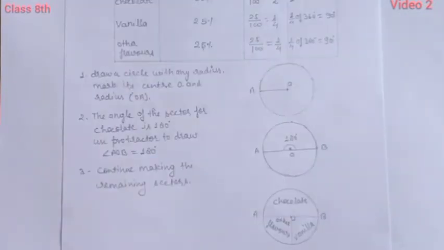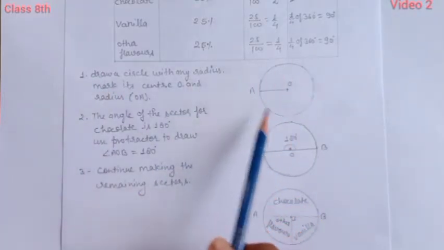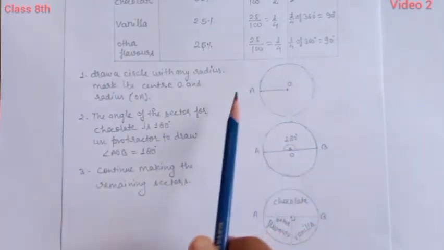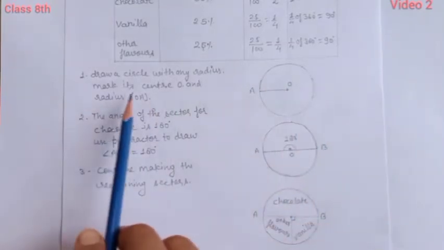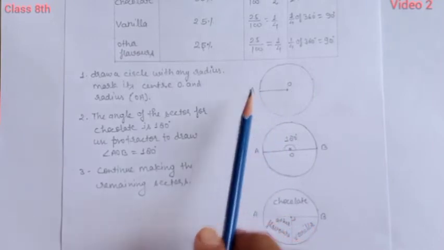Now, how will we draw it? There are some steps. Step 1: draw a circle with any radius. You can draw a circle of any radius, it's your choice. Make its center O and radius A. So that is OA. OA is the radius of the circle.